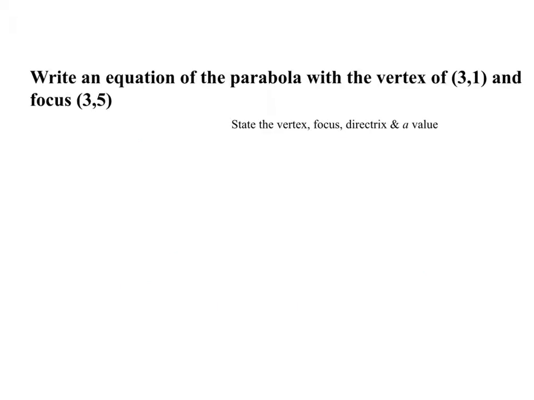Okay, in this problem it says write the equation of the parabola with the vertex of (3, 1) and the focus of (3, 5). And on the side it says state the vertex, the focus, the directrix, and the a value. Now, these are all things that'll help us get the equation of the parabola. So I'm just going to write these on the side to help myself out. The vertex they did tell me was (3, 1), and they also told me that my focus was (3, 5).